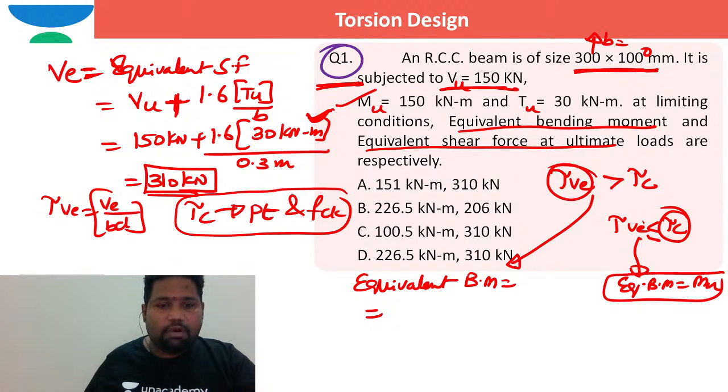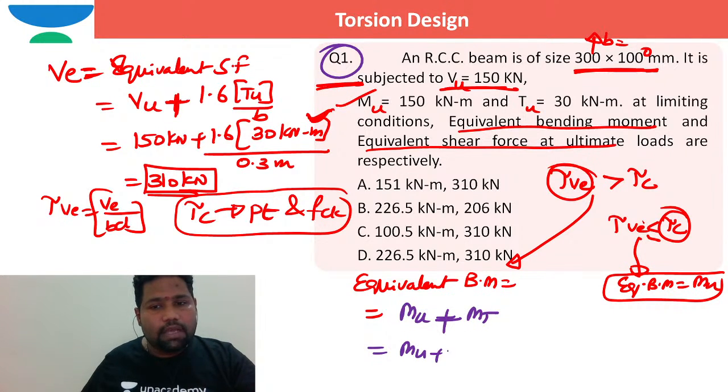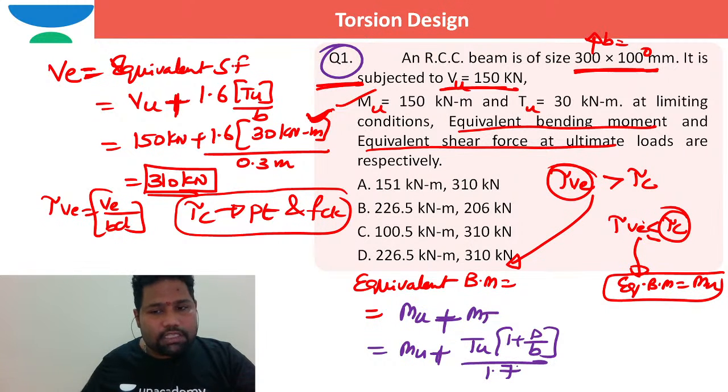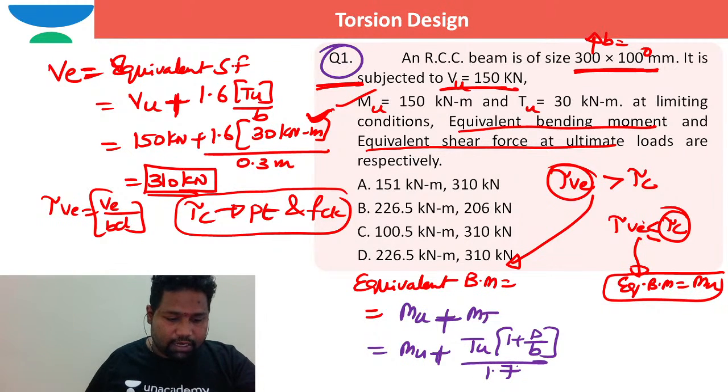What is the equivalent bending moment in that particular case? I can take Mu, the bending moment because of external loads, plus the bending moment because of torsional moment. What is the bending moment because of torsional moment? Which is Mt. So Me1 is Mu plus Mt, which is Tu into (1 plus D by B) divided by 1.7. This is how we can work it out, isn't it? So can you work this out quickly?